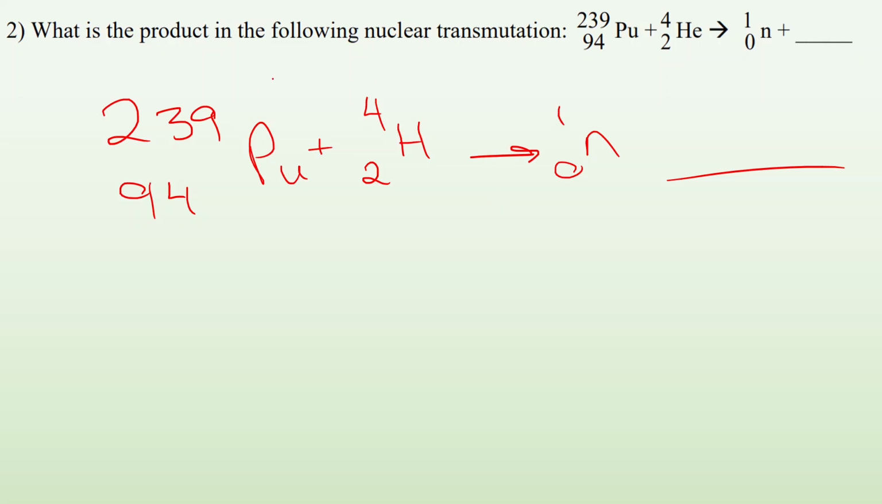Why don't I start on top with the mass? I have 239 and 4 on the left side, so I have a total mass of 243 on the left, which means, with my neutron giving me 1, the missing mass is 242. I do the same process with the charges, 94 and 2. On the left side, I have a charge of 96, which means I have to have a charge of 96 on the right. A neutron has no charge, so the missing element has a charge of 96, which tells me that the missing element is Cm.